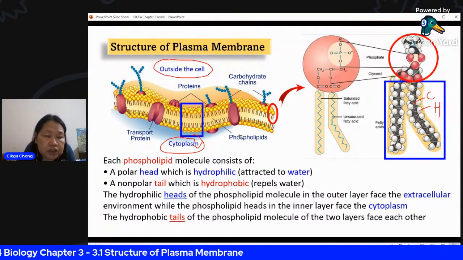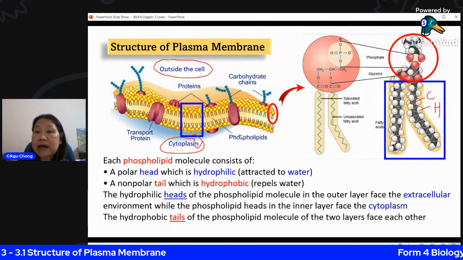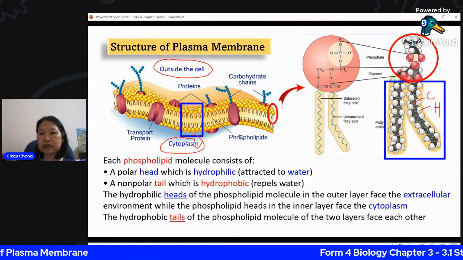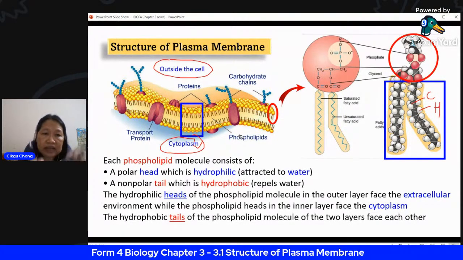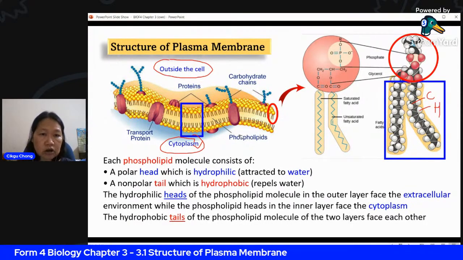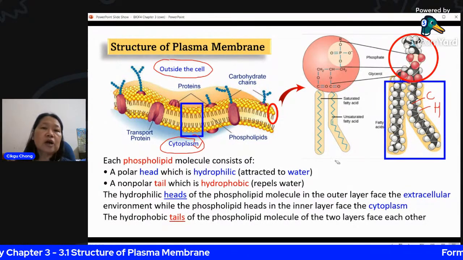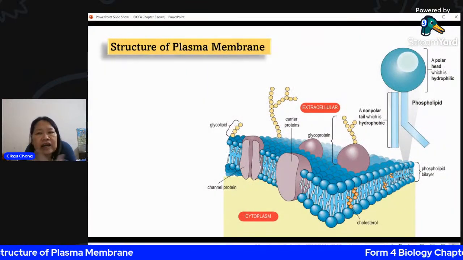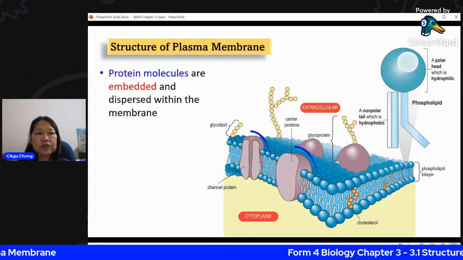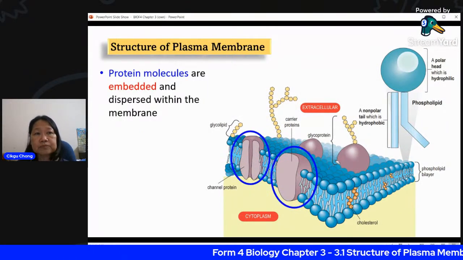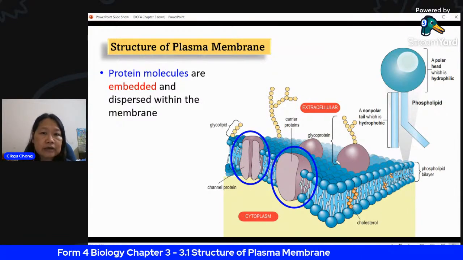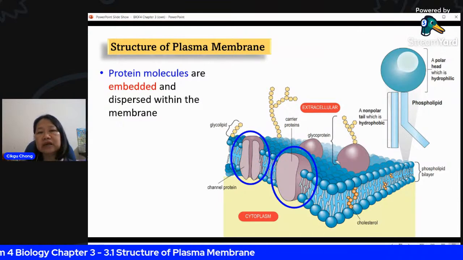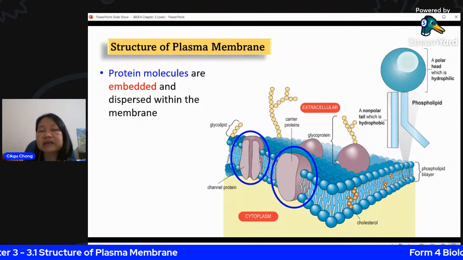We have just mentioned the phospholipid bilayer that makes up the backbone of the entire plasma membrane. But that's not the only thing. You have other things attached to your phospholipid bilayer. So the next one, let's look at other structures. There are other things called protein molecules. They are embedded, which means stuck inside there. They are dispersed, spread all over inside the membrane.